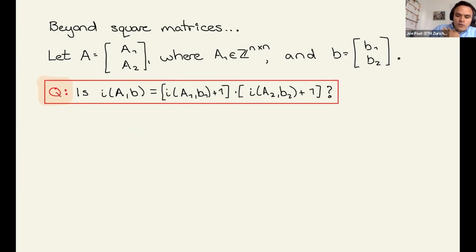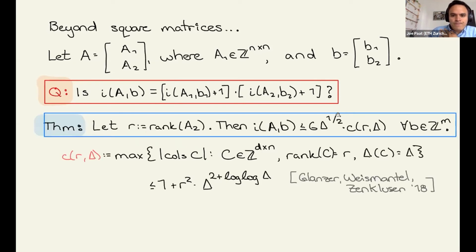But to this end, we can actually show the following. Ignore this for a moment, but suppose the rank of A2 was equal to R. Then if we partition A in this way, we can actually bound the integrality number by this delta to the 1/2, which came from before. This is used to bound A1. And C_R(delta), what is this? Well, it's the possible number of unique columns that a matrix of rank R can have, where the largest minor is an absolute value delta.